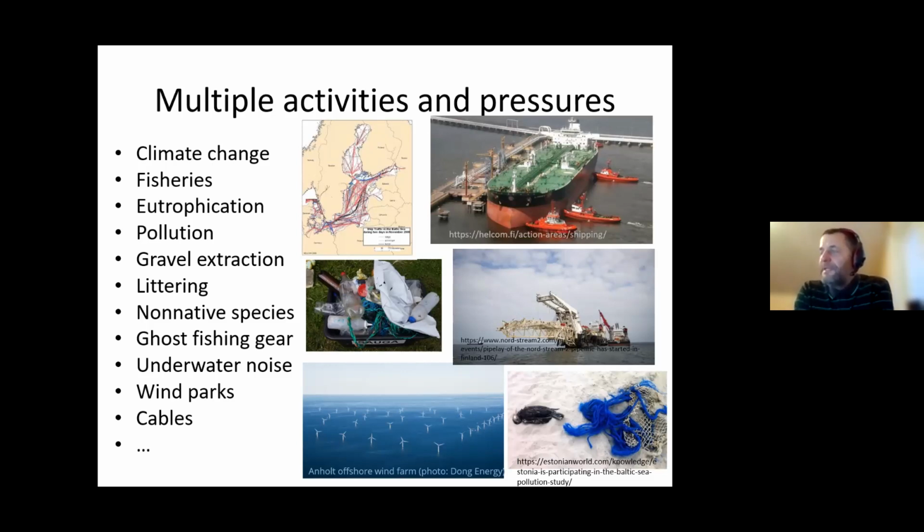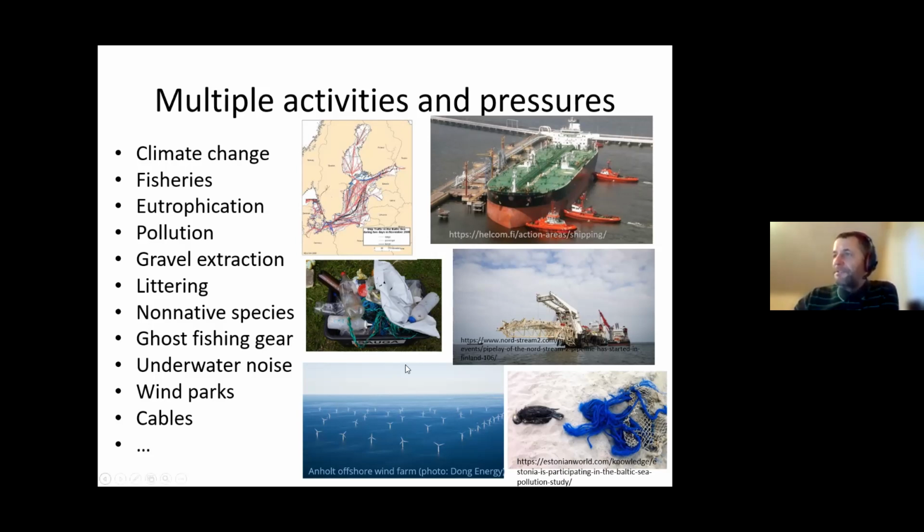So human impact on the sea is increasing. This is a mixture now of different human activities and pressures. Climate change, by the way, the most recent report of the Intergovernmental Panel on Climate Change is actually saying that most of the climate warming has now been proven to be caused by humans. So it's climate change, fishery, eutrophication, pollution, gravel extraction, littering.